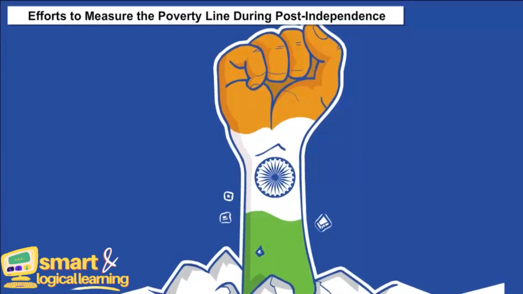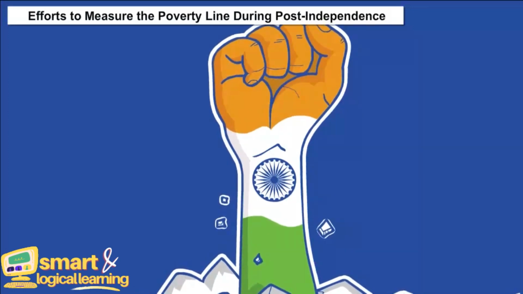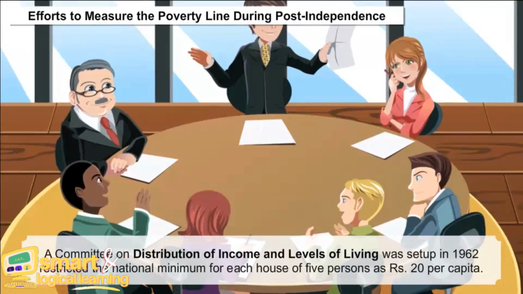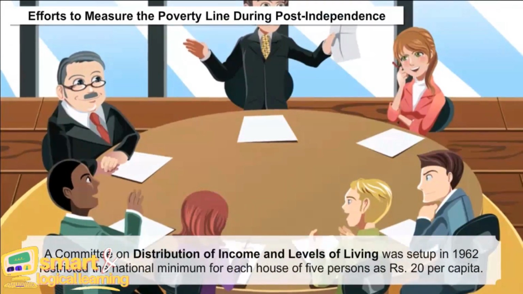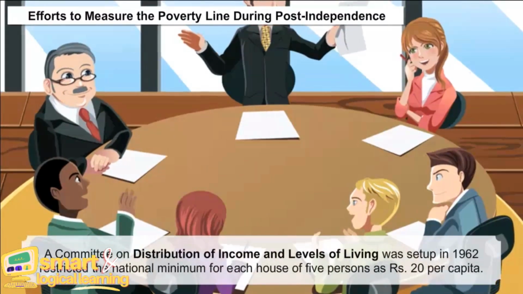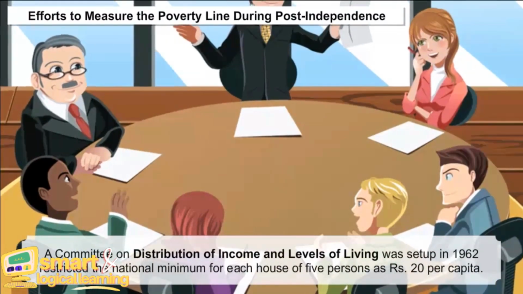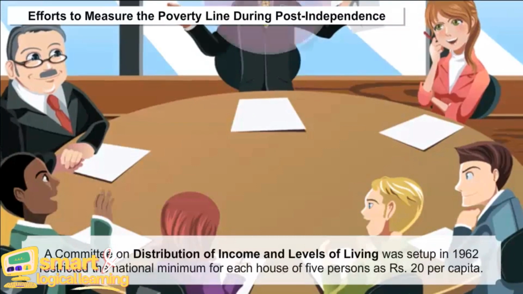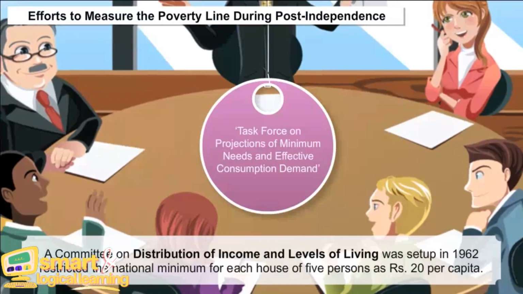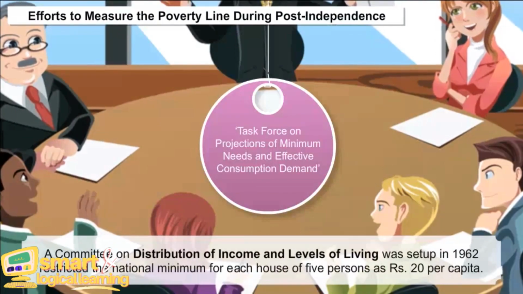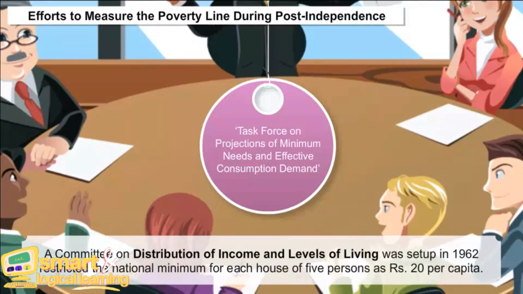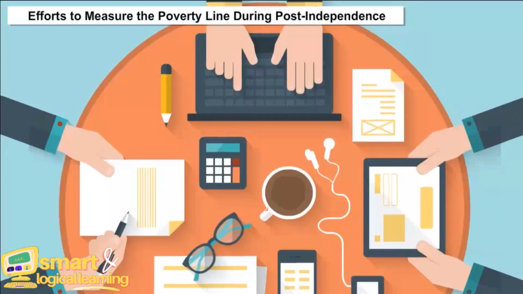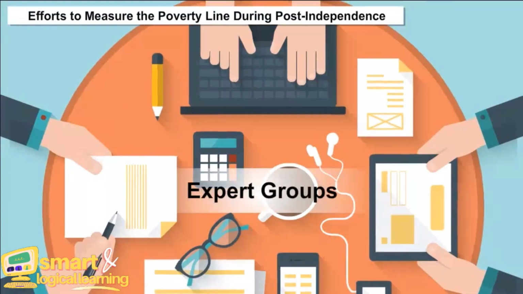Efforts to measure the poverty line post-independence: a Committee on Distribution of Income and Levels of Living was set up in 1962, which fixed the national minimum for each household of 5 persons at 20 rupees per capita. In 1979, another body called the Task Force on Projections of Minimum Needs and Effective Consumption Demand was formed. And during 1989 and 2005, the government constituted expert groups for the same purpose.